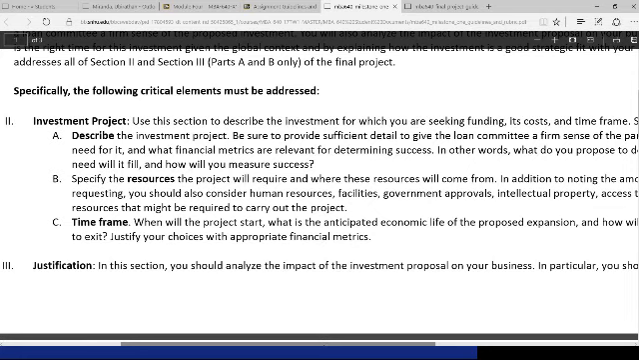A word to the wise: the best thing to do is to arrange the headings of your paper just like the rubric. For example, you have investment project as your main heading, and your subheadings under that will be describe, resources, time frame. It provides a really great flow of the paper, minimizes errors in grading, and also helps me to really get a good feel for what you are writing.